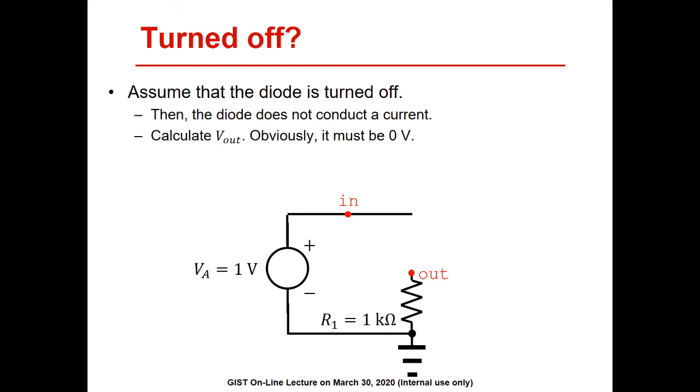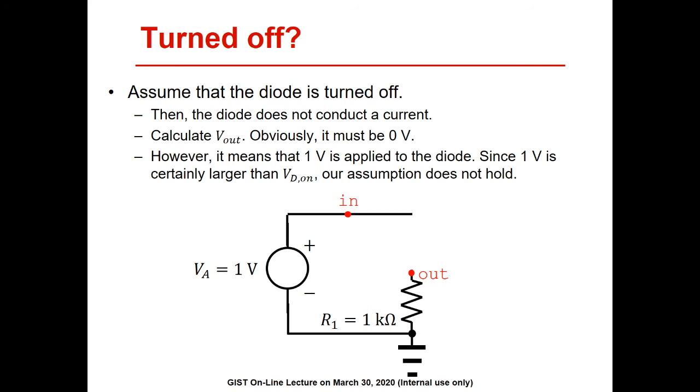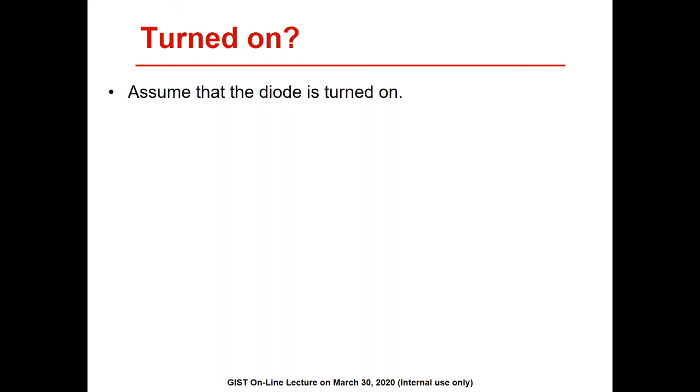Obviously, V_out must be 0 volt. However, it means that 1 volt is applied to the diode. Since 1 volt is certainly larger than V_D,on, our assumption does not hold. Instead, we assume that the diode is turned on.